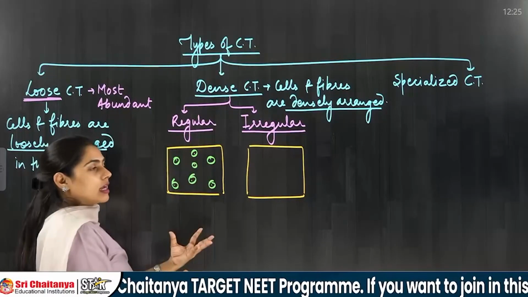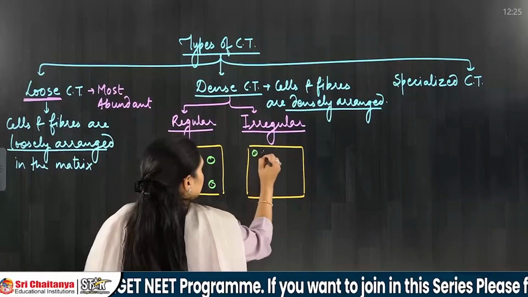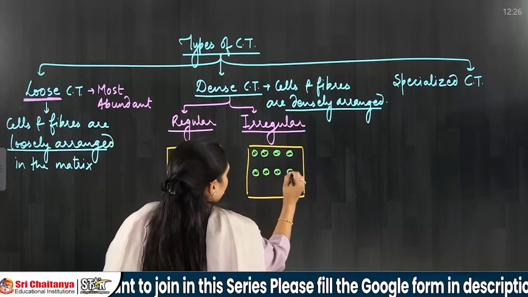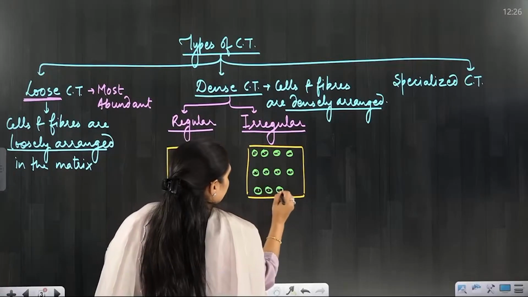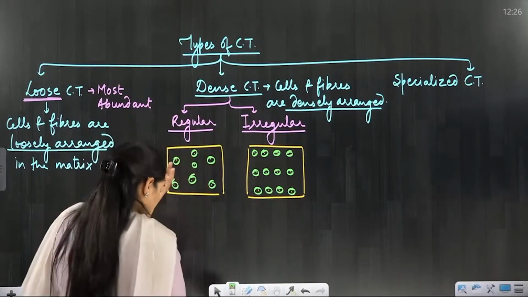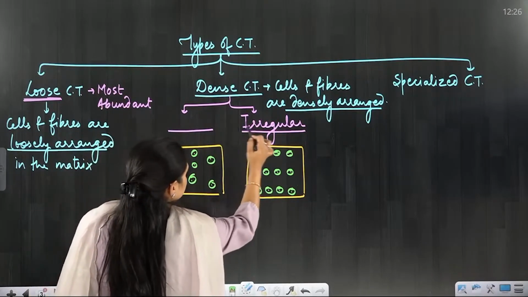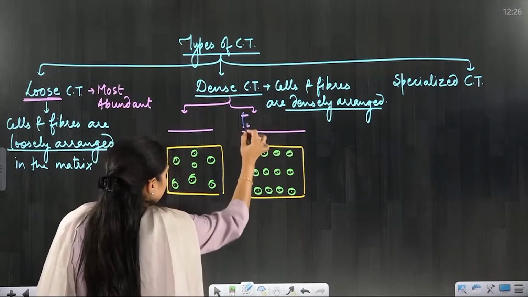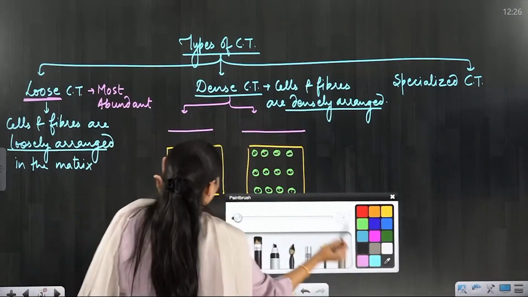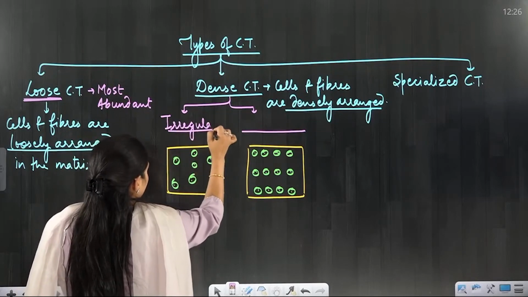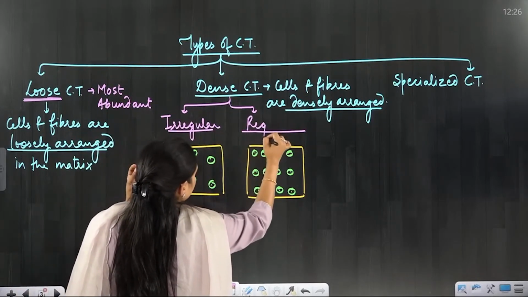This is an irregular arrangement. But if cells are present like this, in a row, in a row cells are present, beta. So let me write this as irregular and this as regular, because I have made it like that. So I am making irregular here, and here I am making regular.